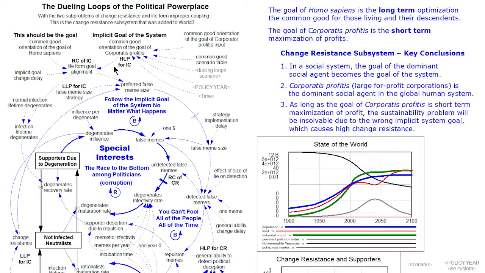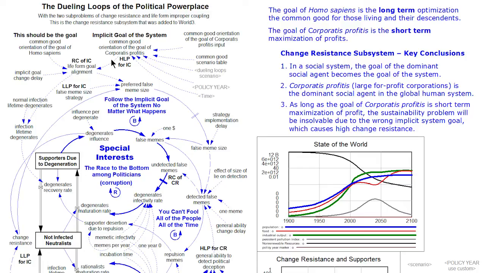To summarize, the root cause of the source of change resistance is the corporate life form has the wrong goal, right here. This causes the system to have the wrong implicit goal. Fortunately, this has a practical solution.